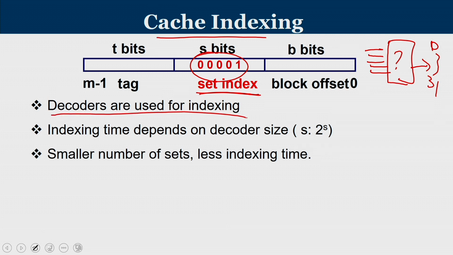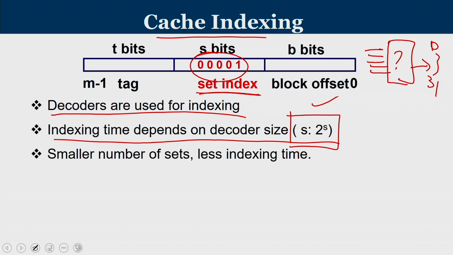Decoders are used for indexing, and indexing time depends on the decoder size. So, we have a decoder whose size is S to 2 to the power of S. When you have a smaller number of bits in the set index, the decoder that you are going to use is of smaller size. That means the time to decode is less, and you will reach the cache memory faster. When the cache memory is big, meaning that you have more sets, it will take more time to index, because you are using a bigger, more complex decoder, and it will take more time to return the word. So, the smaller the number of sets, the less is the indexing time, and the less is the cache access time.